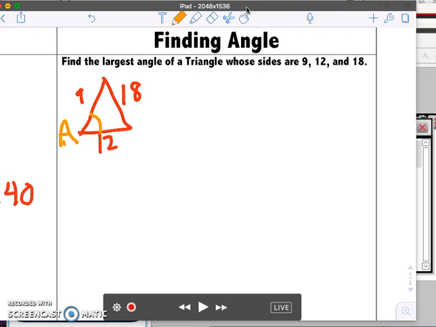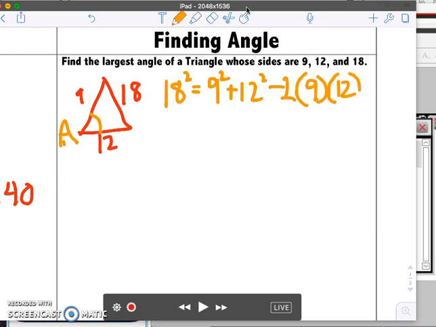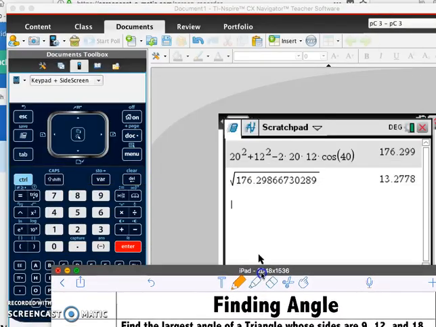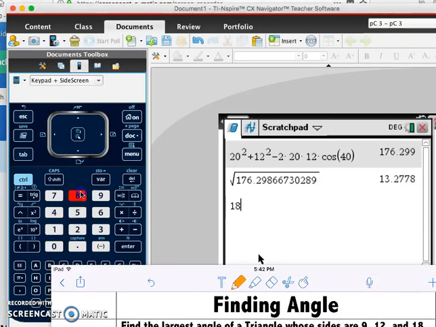So 18 squared equals our other two sides, 9 squared plus 12 squared minus 2 times 9 times 12 times the cosine of A. So now instead of solving, we can't type this all in, we have to kind of chunk this out. So the first thing, what is 18 squared? We have 324.